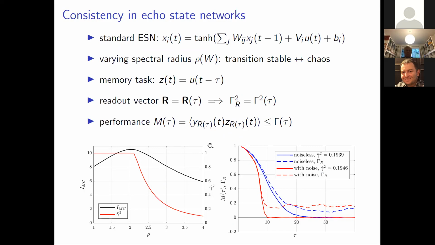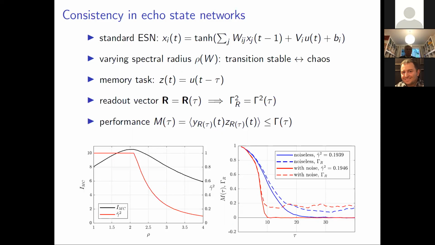And here, what we're doing is a standard task. It's a memory task. So the task of this reservoir is to recall past states of the input, the so-called linear memory task. For each lag tau, we get a different readout vector, and we measure the consistency of this readout for each of these memories. So this gives us some curve gamma of tau.